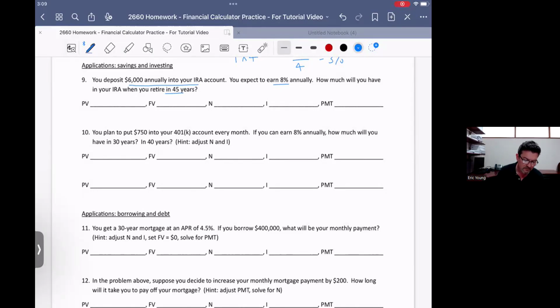Well, easy. We know that we're putting $6,000 in every year. Since it's a PMT and not a lump, PV is going to be 0. We know we're going to grow it for 45 years at an annual rate of 8%. You've got your 4, get your scavenger hunt, and you will get 2,319,033.70.